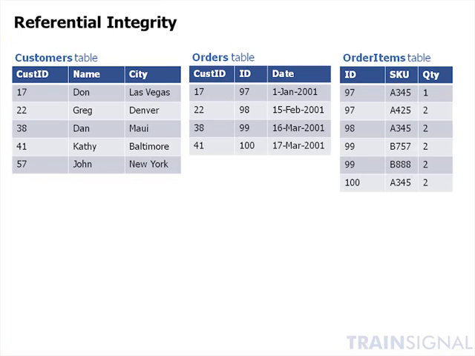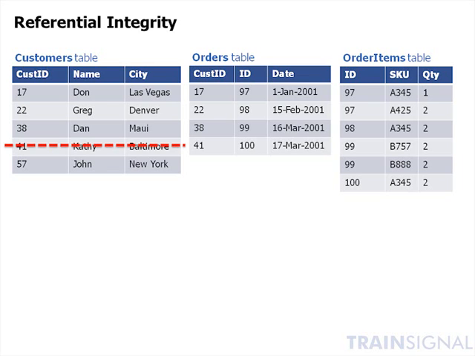So what's an orphan row? Well, here's three tables in a database: the customers table, the orders table, and the order items table. You've seen these before, and they're all related to one another. The orders table has a cust ID column, which takes its values from the customers table's cust ID column. The order items table has an ID column, which takes its values from the orders table's ID column. So these things all relate to one another.